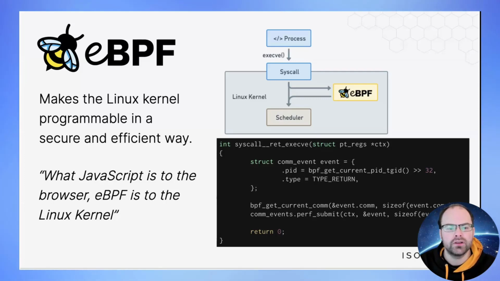At a very, very simple level, it makes the Linux kernel programmable in a secure and efficient way. What this allows us to do is gives us a method to interrogate and interact with the Linux kernel in a secure, ring-fenced manner to make sure that we don't cause problems. Essentially, for those of you like myself that are not kernel developers at all, it's a little bit like what JavaScript is to the browser, eBPF is to the Linux kernel. It's a way to enhance that underlying structure as well. And don't worry, in this session, we don't need to know any code like this at all either.